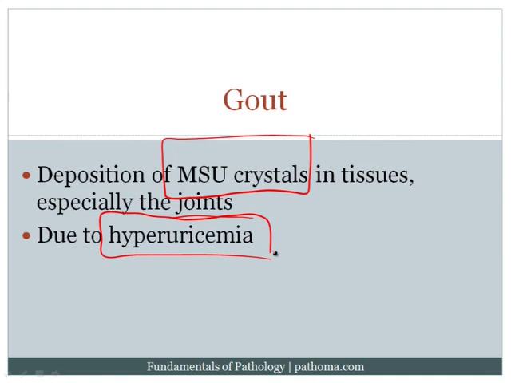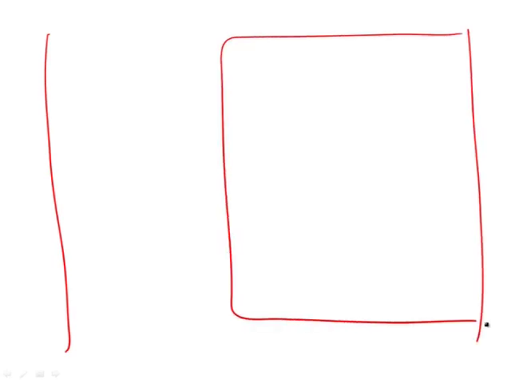Now, in order to understand gout, you do need to go back to a little bit of biochemistry, so let's do a quick overview. Imagine that this is the lumen of the small bowel, and this is the enterocyte that normally lines that small bowel lumen. Now, within the diet will be DNA and RNA, and the DNA and RNA will be broken down into purines and pyrimidines. We're going to focus here on purines because it's purines that lead to uric acid, and it's uric acid that leads to gout.